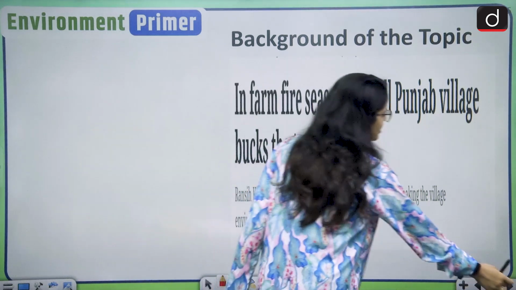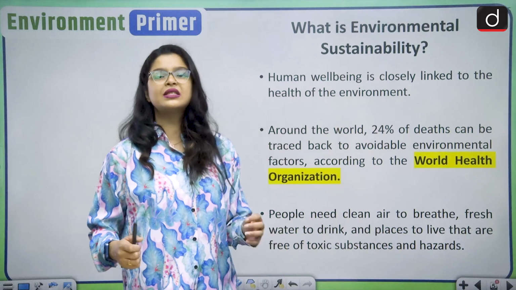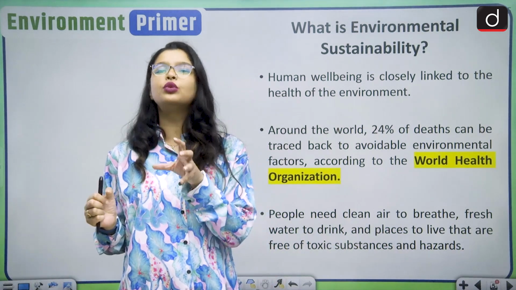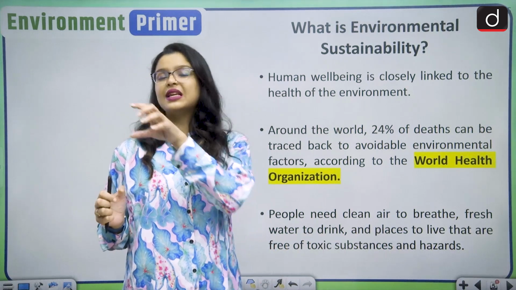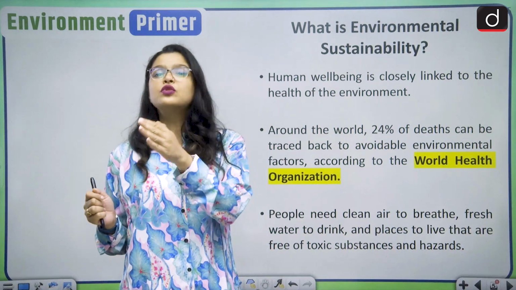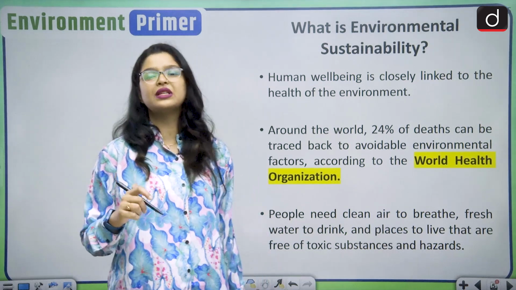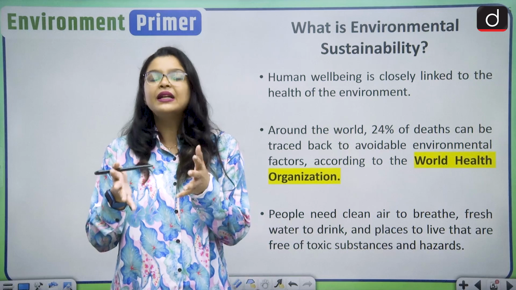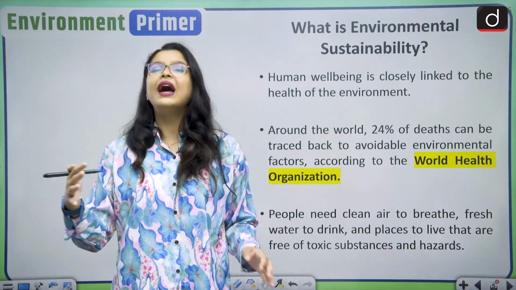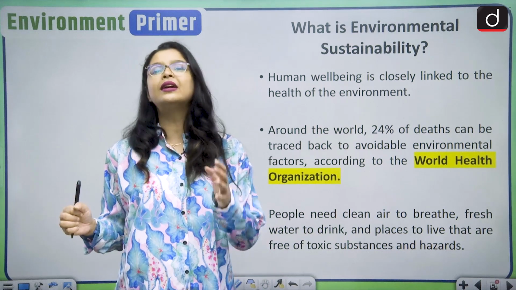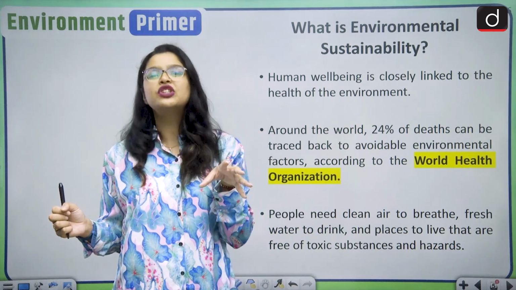If I talk about this term, environmental sustainability, in layman's language, it means that we need to utilize our natural resources in such a way that the future generation can also benefit from those natural resources. And this is known as sustainable development. This is the whole idea behind the Sustainable Development Goals, or our 2030 agenda, to reduce climate change.